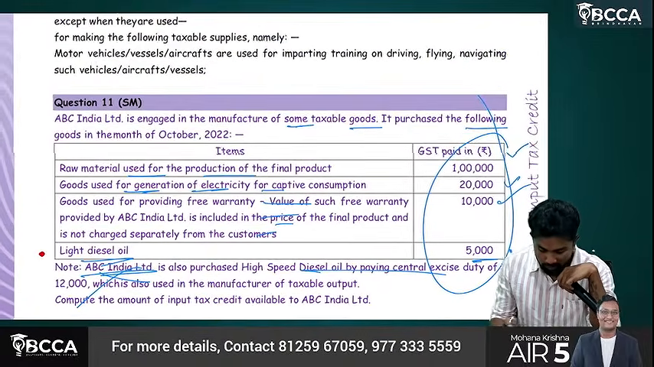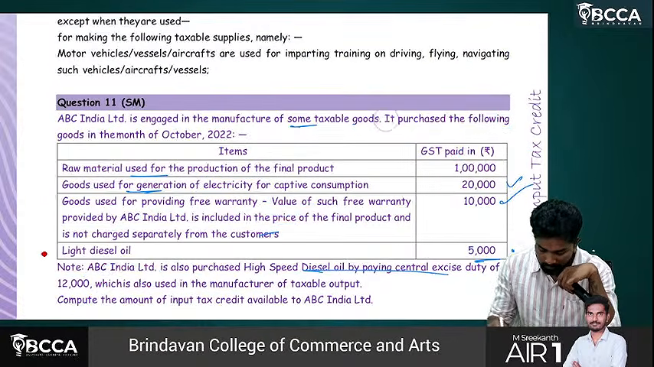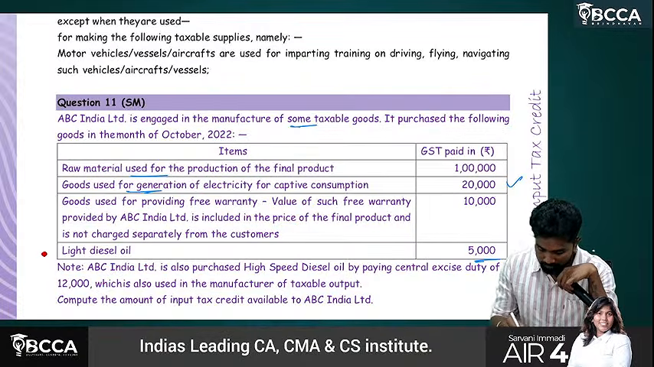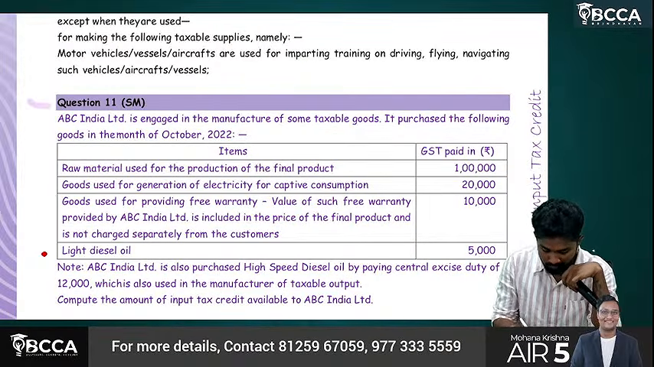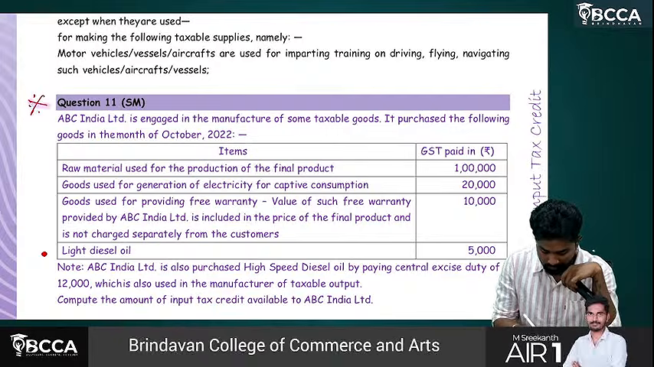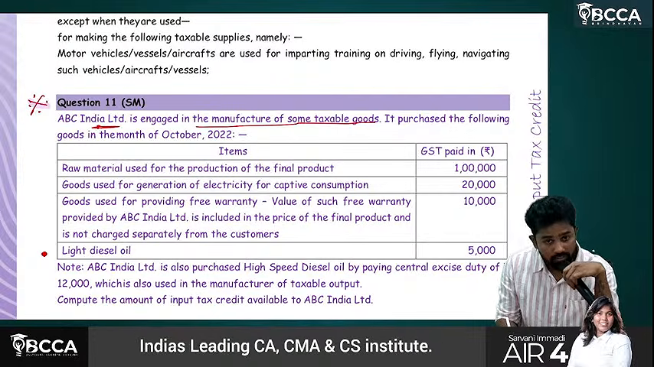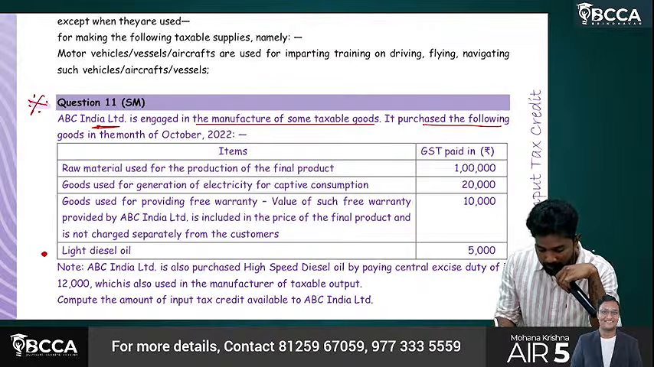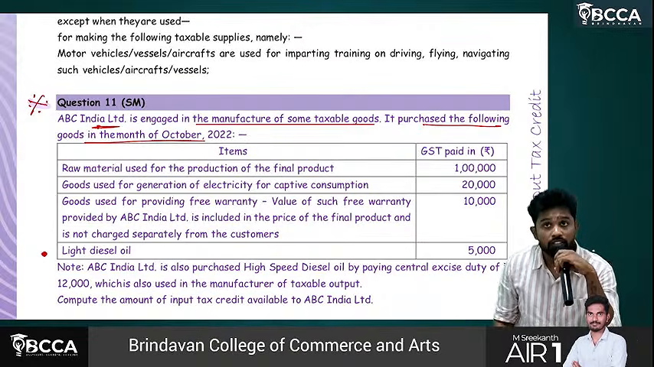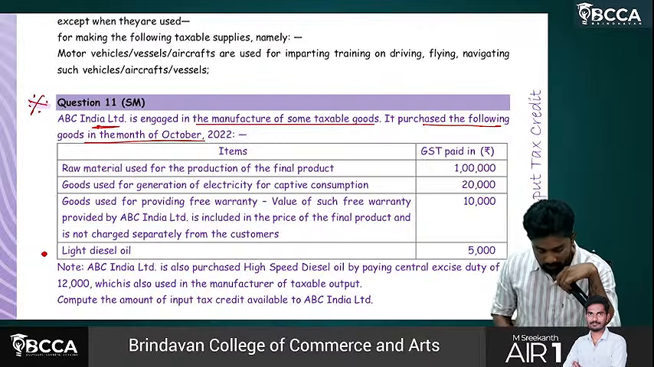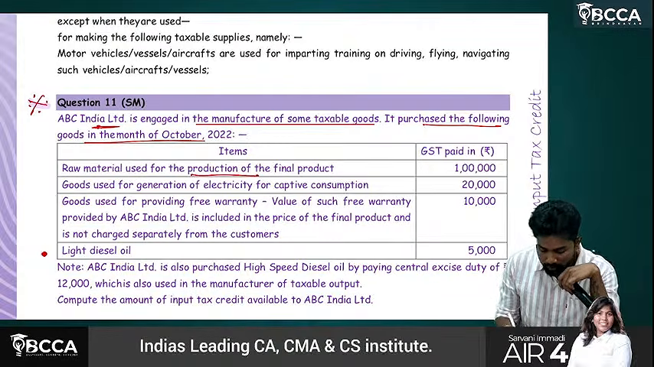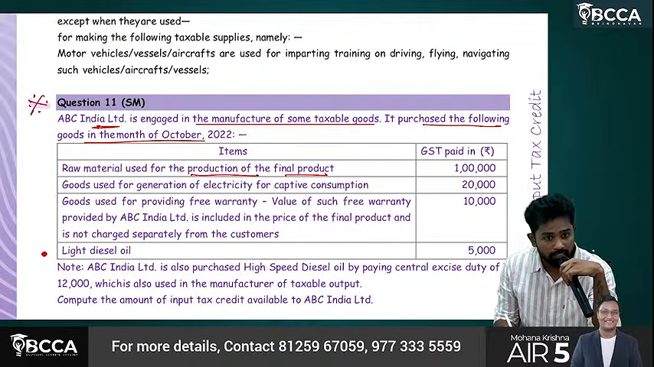So look at question number 11. ABC India is engaged in the manufacture of some taxable goods. It purchased the following goods in the month of October. Raw material used for production of final product. ITC available or not available?